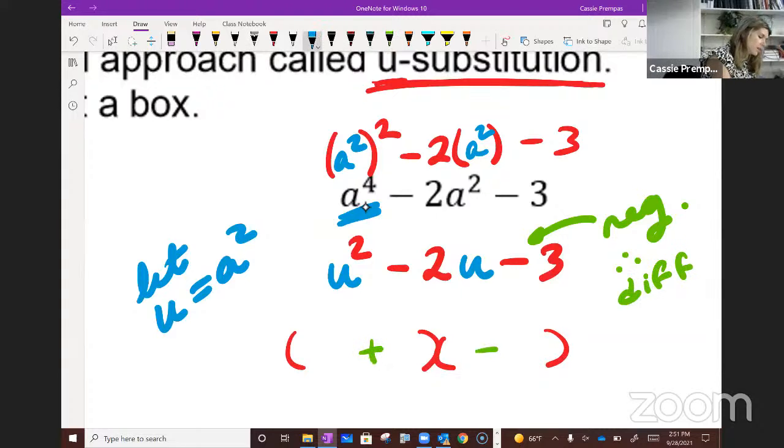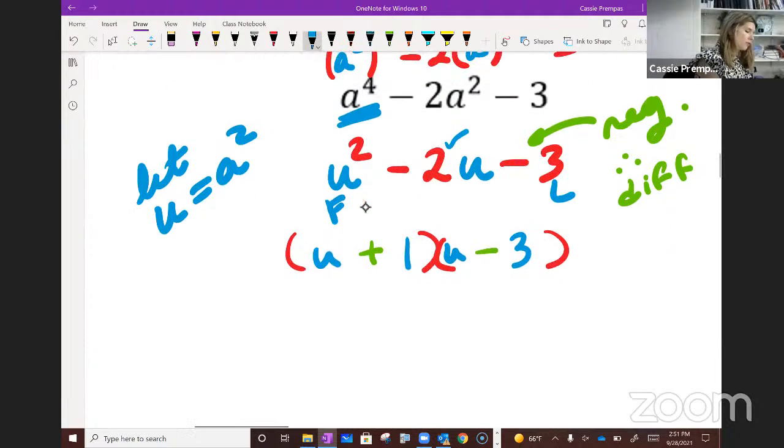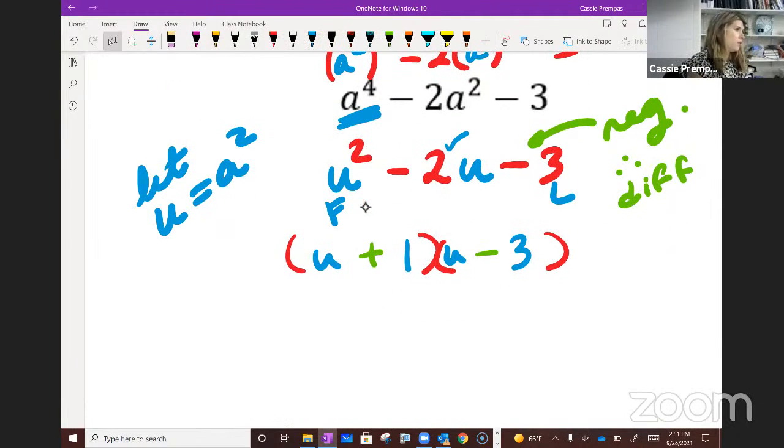Undo the F. What times what would give me u squared? U times u, good. What times what would give me 3? 3 and 1, but I'm going to make the 3 negative and the 1 positive so that when I check the OI, it adds up to negative 2u. What do you think the final step is if you used u substitution? You do have to check it, and it does add up to negative 2u.